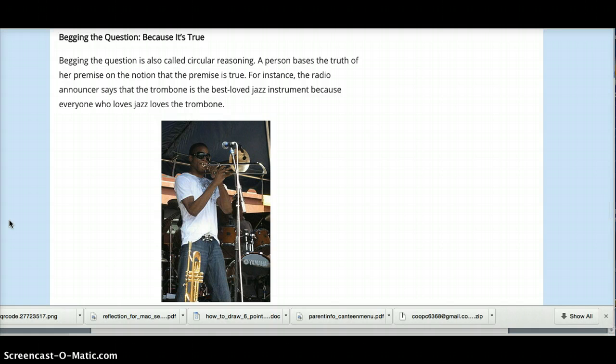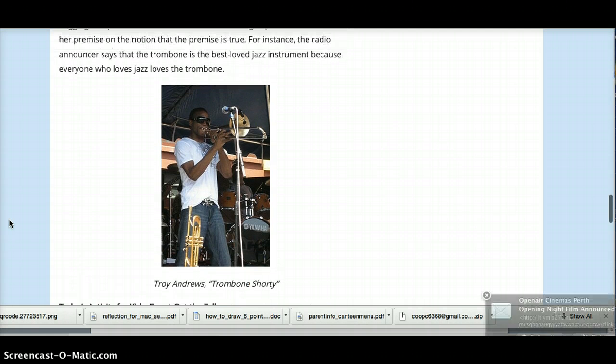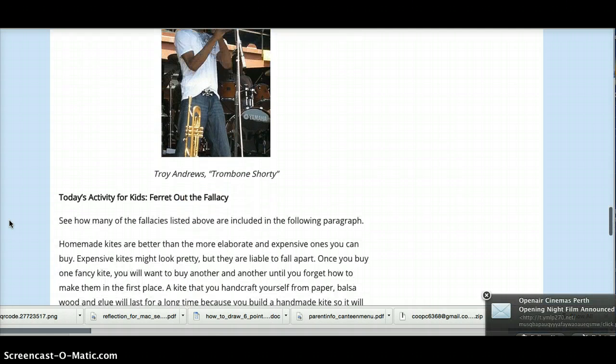Begging the question because it's true. So this is a circular type of reasoning. So you base the truth of your statement on the notion that it is true. So for example, the radio announcer says that the trombone is the best loved jazz instrument because everyone who loves jazz loves a trombone. Therefore it must be the best loved.